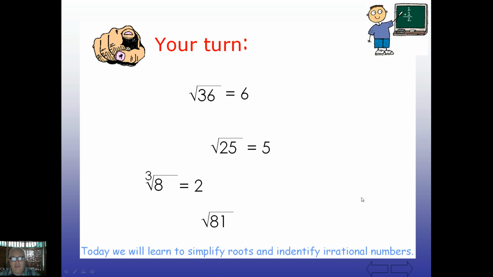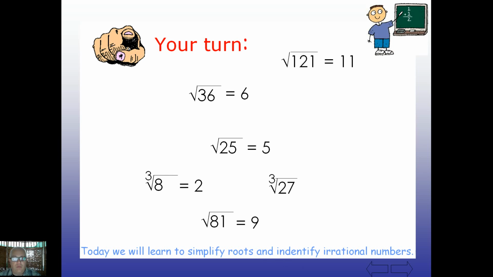How about this one? Square root 81. Square root 81? That's correct. It is 9. Very good. How about this one? Square root of 121. Well, we just saw in the previous slide there, something squared is 121. Remember that something? That something's 11.